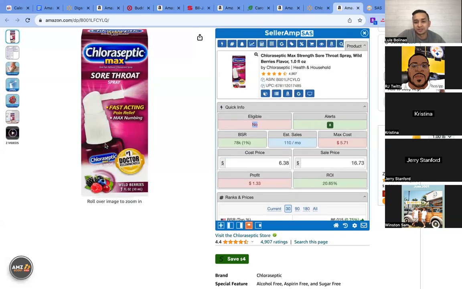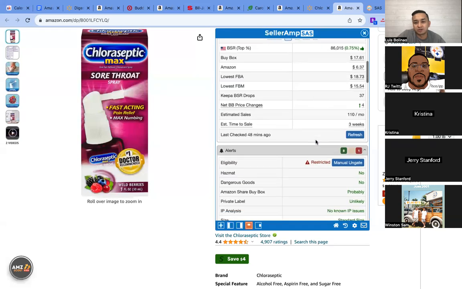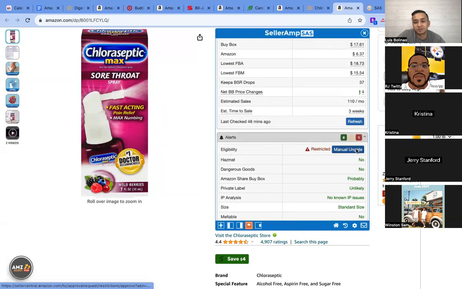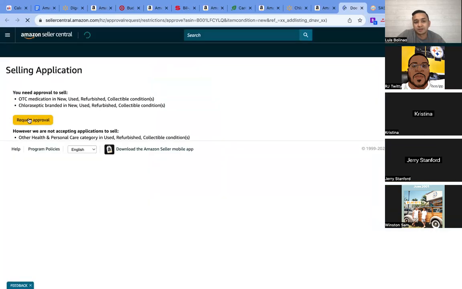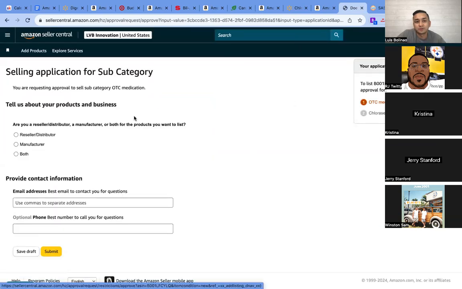So you can also do this. If you see no here, you can go here on eligibility and then click on manual ungate, and then press approval. And then if you provide this information to Amazon, you can sell the product.